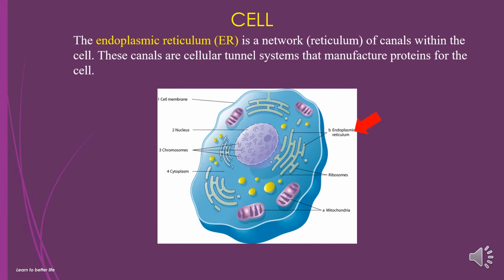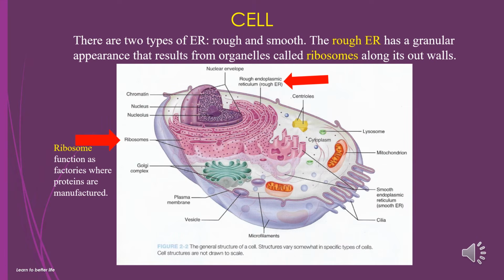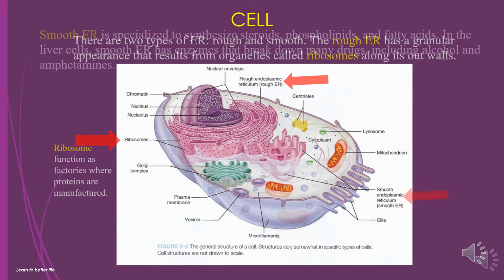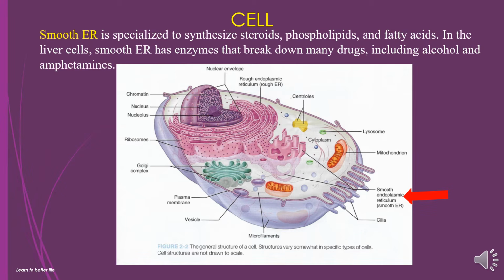The endoplasmic reticulum is a network, reticulum, of canals within the cell. These canals are cellular tunnel systems that manufacture proteins for the cell. There are 2 types of ER, rough and smooth. The rough ER has a granular appearance that results from organelles called ribosomes along its outer walls. Ribosomes function as factories where proteins are manufactured. Smooth ER is specialized to synthesize steroids, phospholipids, and fatty acids. In the liver cells, smooth ER has enzymes that break down many drugs, including alcohol and amphetamines.